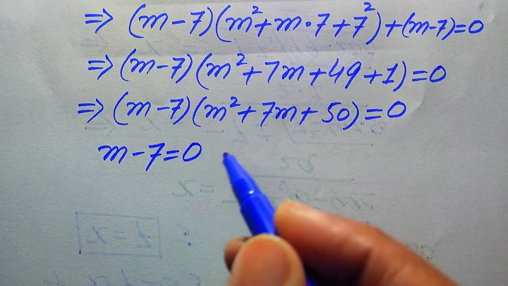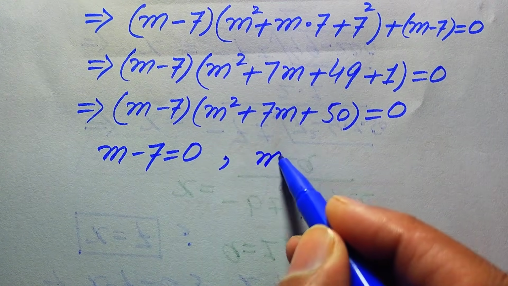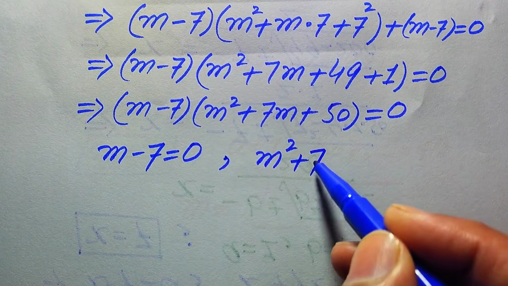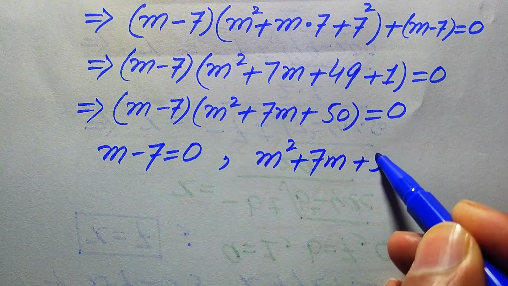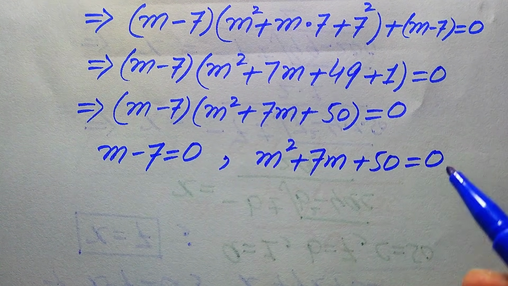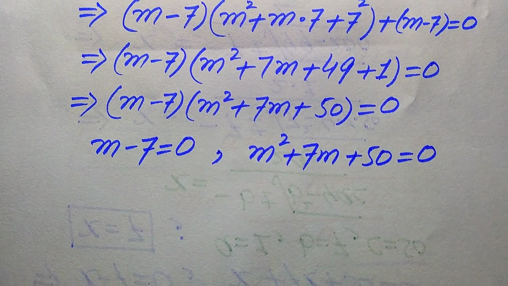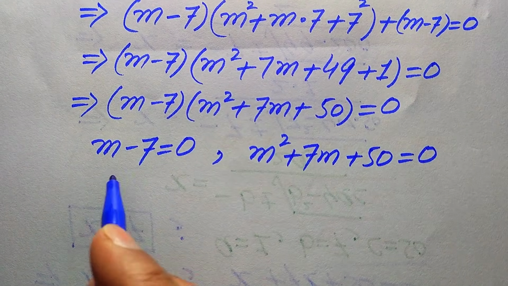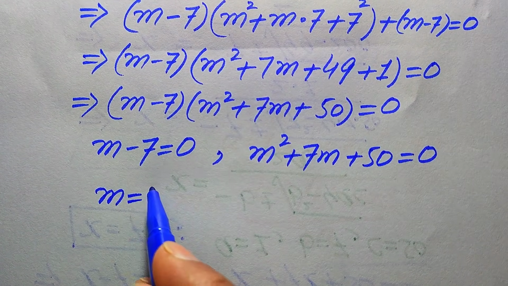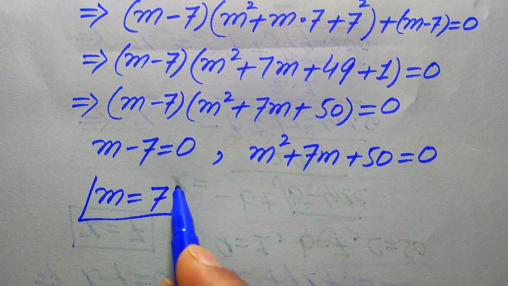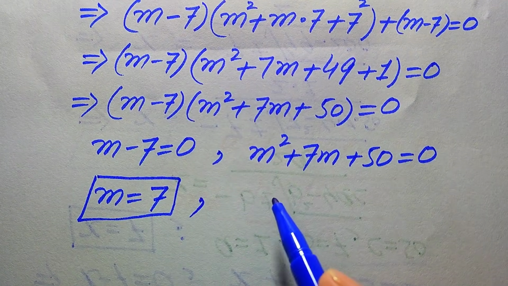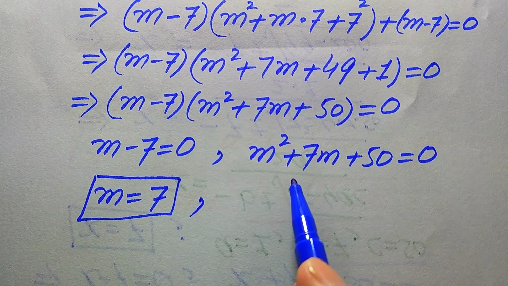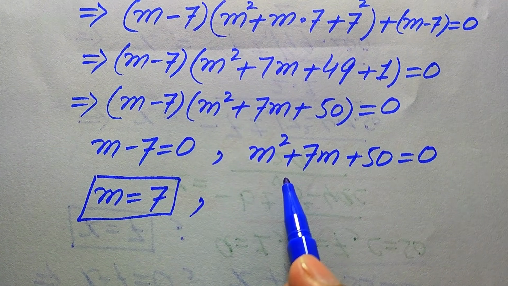Now we divide this equation into two cases. The first case is m minus 7 equals 0, and the second case is m square plus 7m plus 50 equals 0. So these are the two cases. From the first case we get m equals 7, and this is the first real root of the given equation. From the second equation we need to find the other roots.